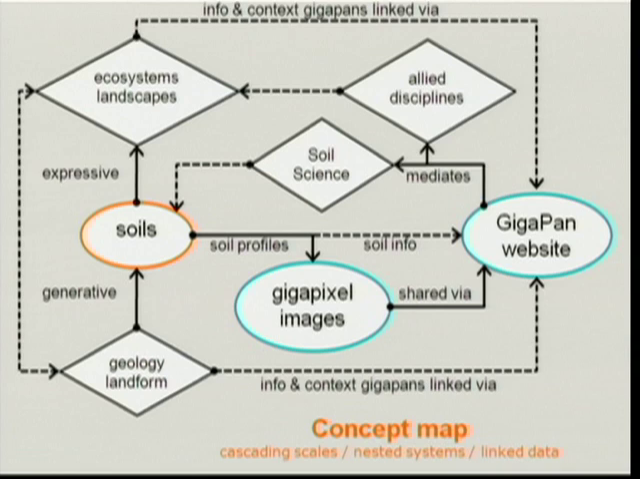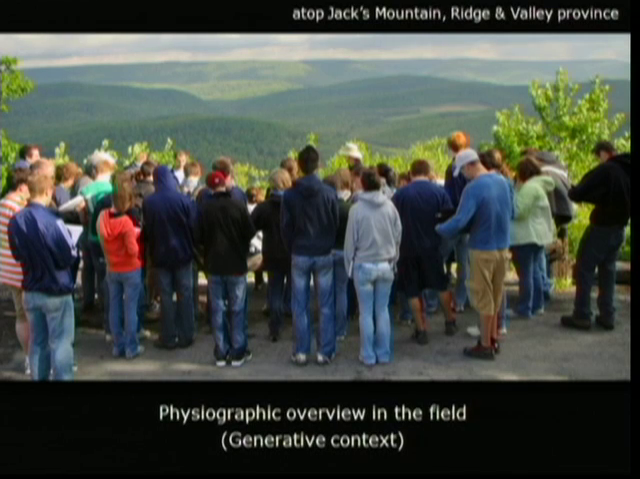If we take it to the right, the soil profiles can be captured with Gigapan images, and along with soil information that can be tagged, uploaded to the Gigapan website, we can do the same thing with related information on geology, landform, ecosystems, landscapes, land use. You can go on and on, all cleared through the Gigapan website. And then we see this wonderful sort of rich mediation of information and knowledge sources. So this is ideal, right?